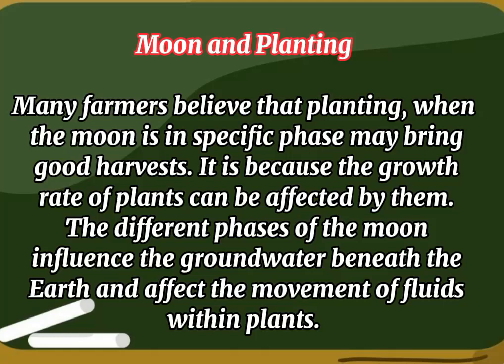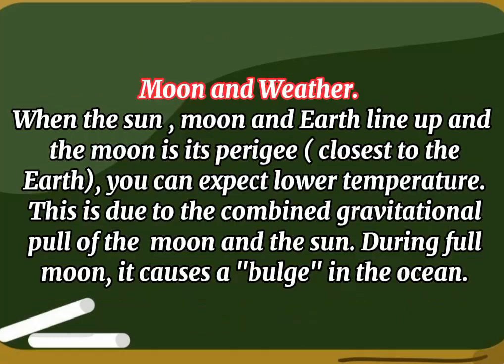The different phases of the moon influence the groundwater beneath the earth and affect the movement of fluids within plants. Moon and weather. When the sun, moon and earth line up and the moon is at its perigee, closest to the earth, you can expect lower temperature. This is due to the combined gravitational pull of the moon and the sun. During full moon, it causes a bulge in the ocean.